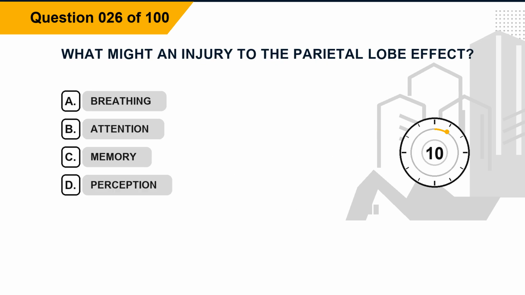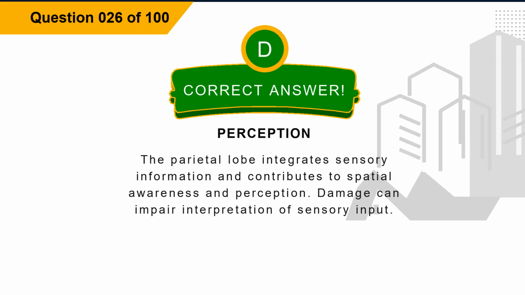Question 26. What might an injury to the parietal lobe affect? Option A, breathing. Option B, attention. Option C, memory. Option D, perception. The correct answer is option D, perception. Explanation: the parietal lobe integrates sensory information and contributes to spatial awareness and perception. Damage can impair interpretation of sensory input.